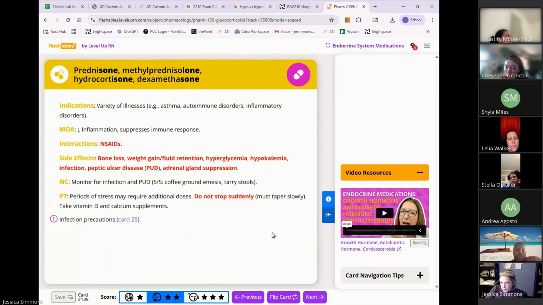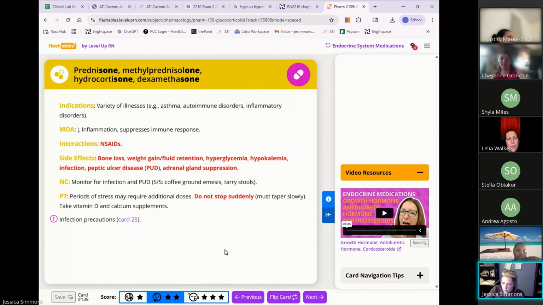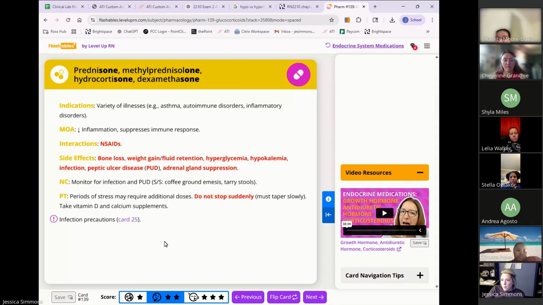Glucocorticoids. These are, of course, going to increase your blood pressure. It is going to suppress your immune system, decrease inflammation. So everything that goes on with that. You want to make sure that this patient does not have an acute active infection. It must be tapered.